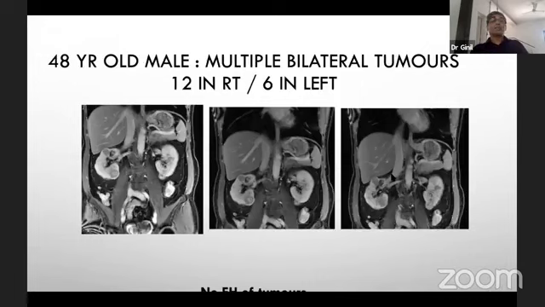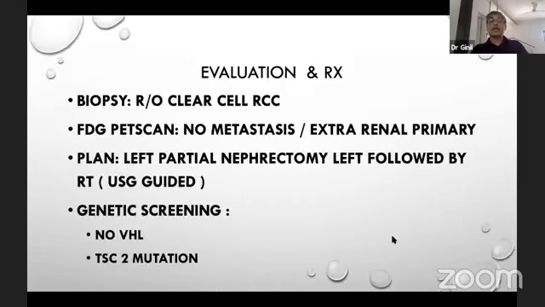So again, this patient, a 48-year-old male, had bilateral renal tumor, but when the CT was evaluated, I was surprised. There were 12 lesions on the right side, 6 lesions on the left side, and there was no family history of renal tumor. I was surprised whether it could be a metastasis from elsewhere, or a renal tumor metastasizing to other areas. So we thought of having 2 tests: one is a PET scan and the other a biopsy. Biopsy was clear cell RCC, and PET scan did not show any extrarenal disease.